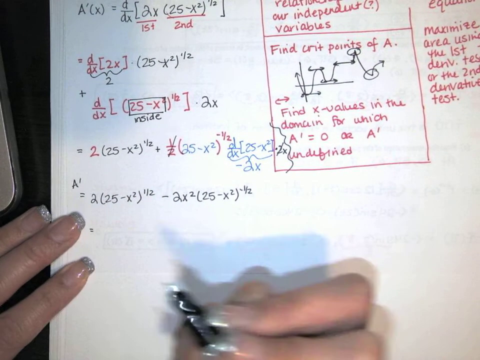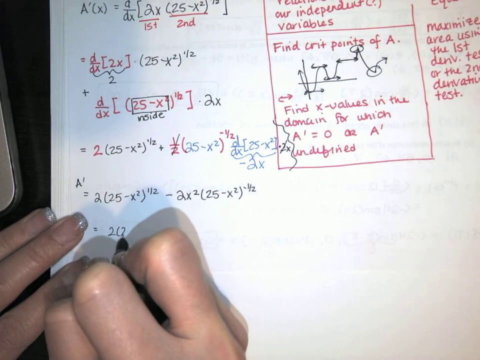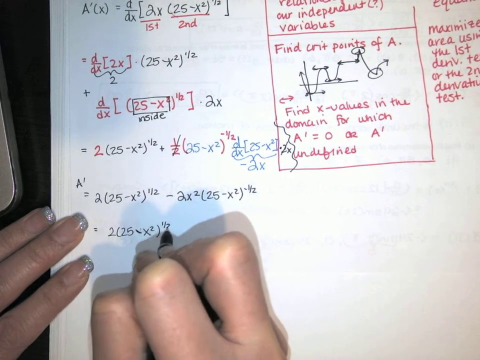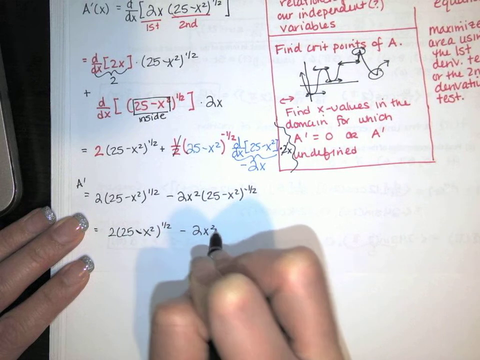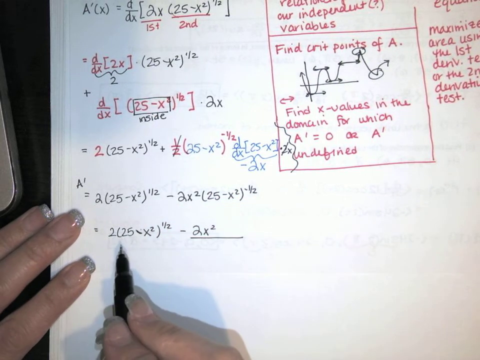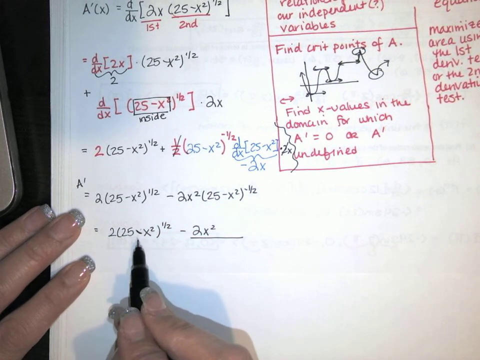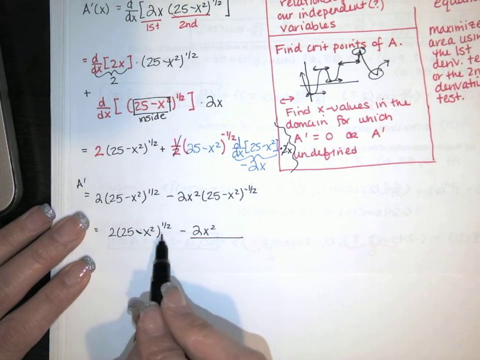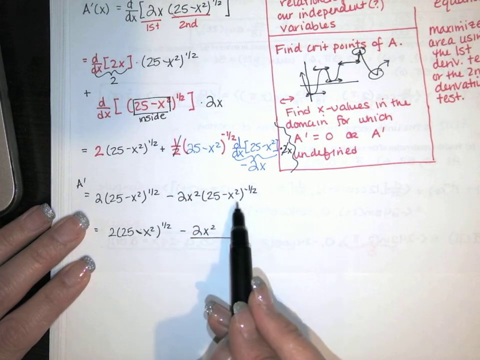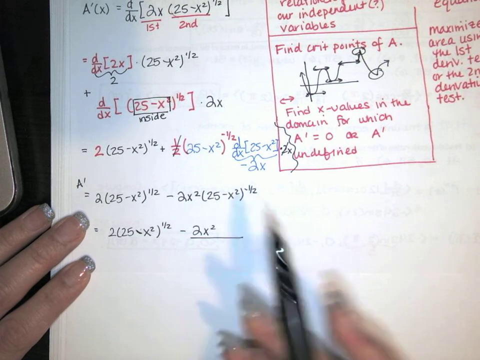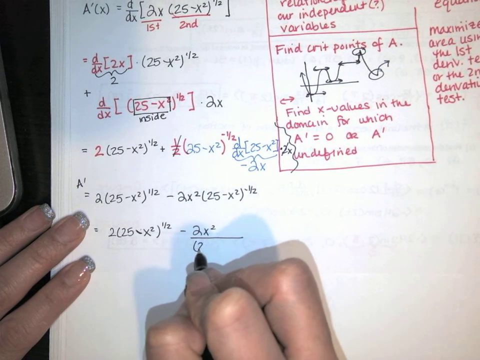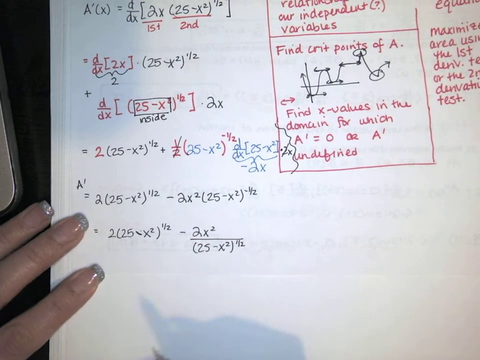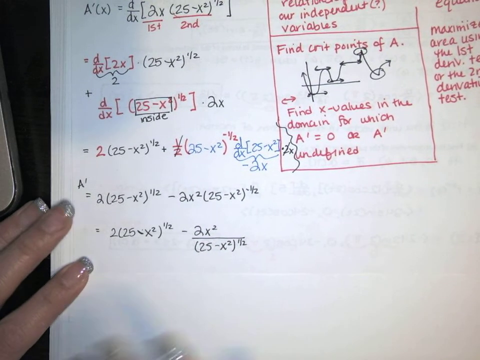So before we do that, I would like to write this way. I've got a minus, it looks funny, but it's a minus 2 times the quantity 25 minus x squared to the 1/2. And over here I've got a 25 minus x squared to the negative 1/2, so that puts that in the denominator and makes that exponent positive. So this is a prime.